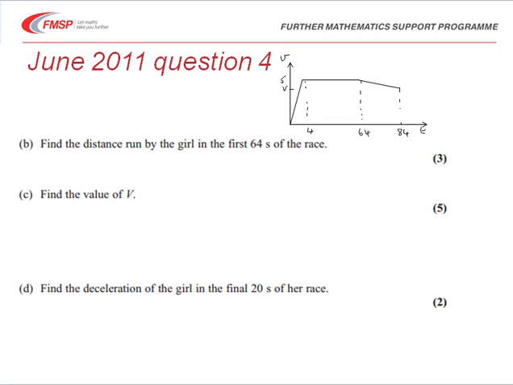In the second part of the question then, the distance run by the girl in the first 64 seconds. So this is using the idea that the distance is going to be the area under the graph, and the shape of this is a trapezium. So in the first 64 seconds we have the area of the trapezium as a half of the parallel sides, so they are 60 and 64, multiplied by the distance between them, which is 5. And that turns out to be 310 meters.